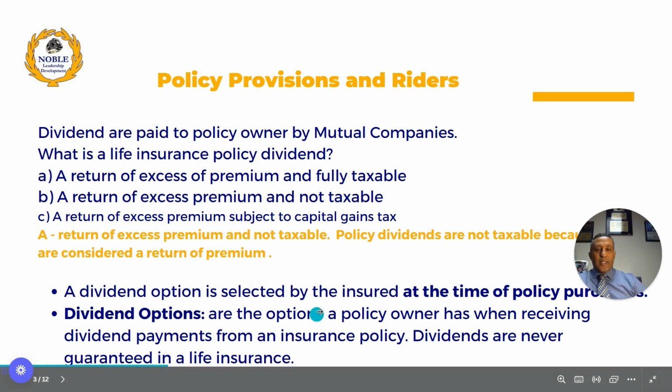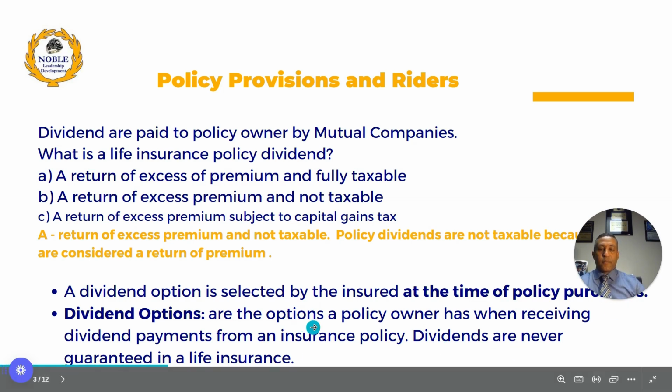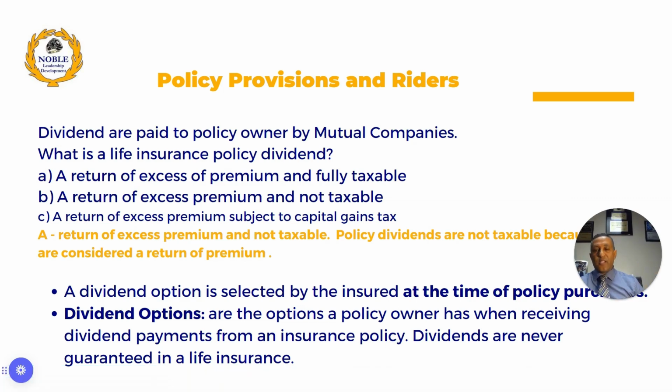Dividend option is selected by the insured at the time of policy purchase. So dividend option is selected at the time of purchase. So that's a good point to remember. What's a dividend option? Dividend option is how the policy owner receives dividend payments from the insurance company. How do you want to receive the dividends from the insurance company?